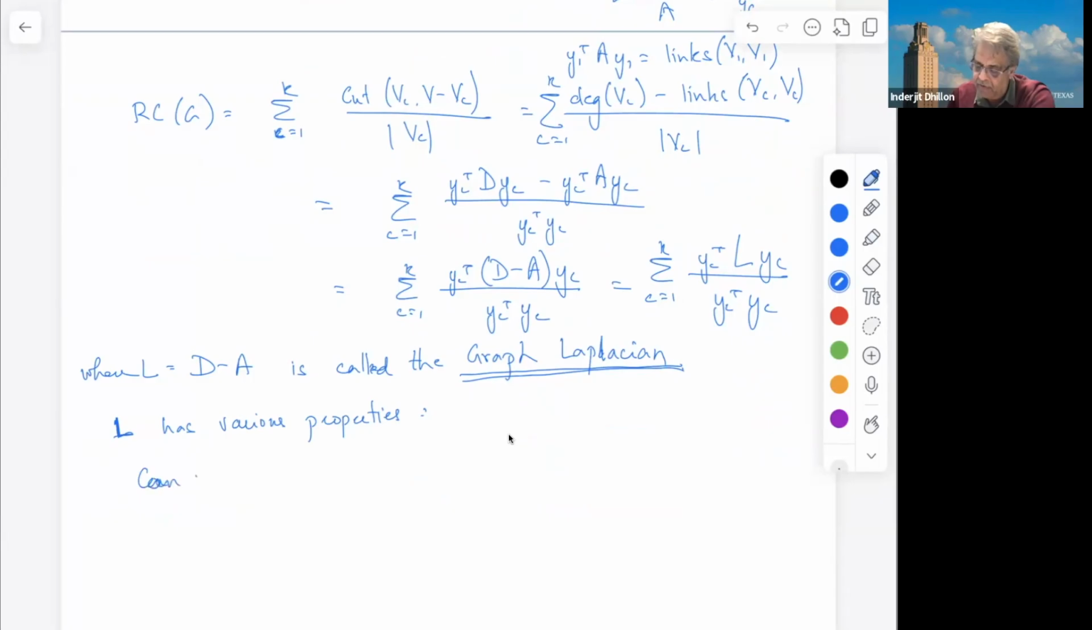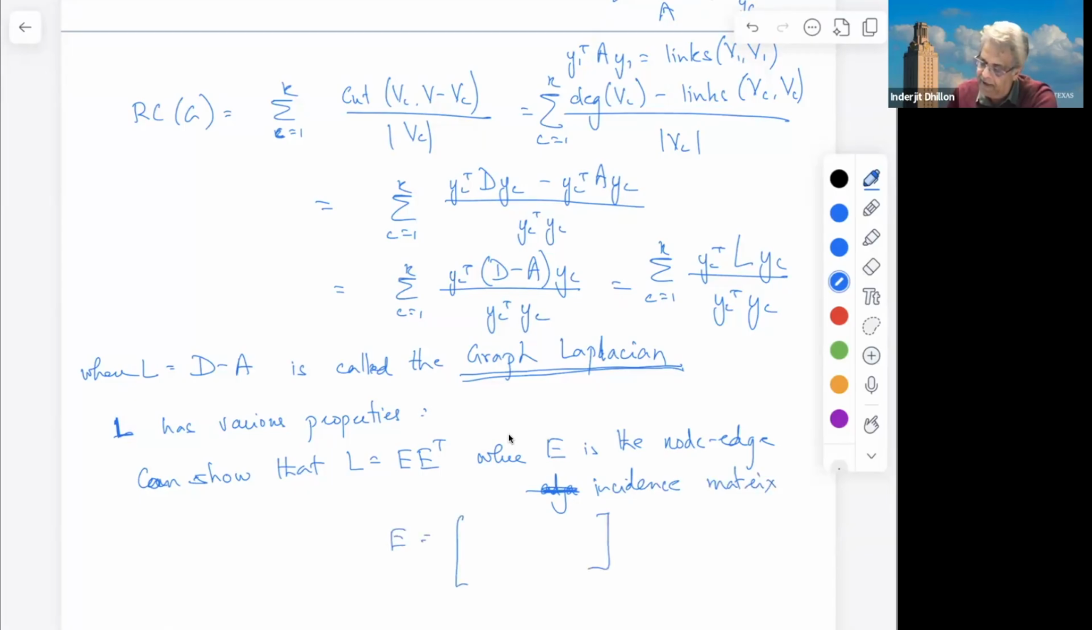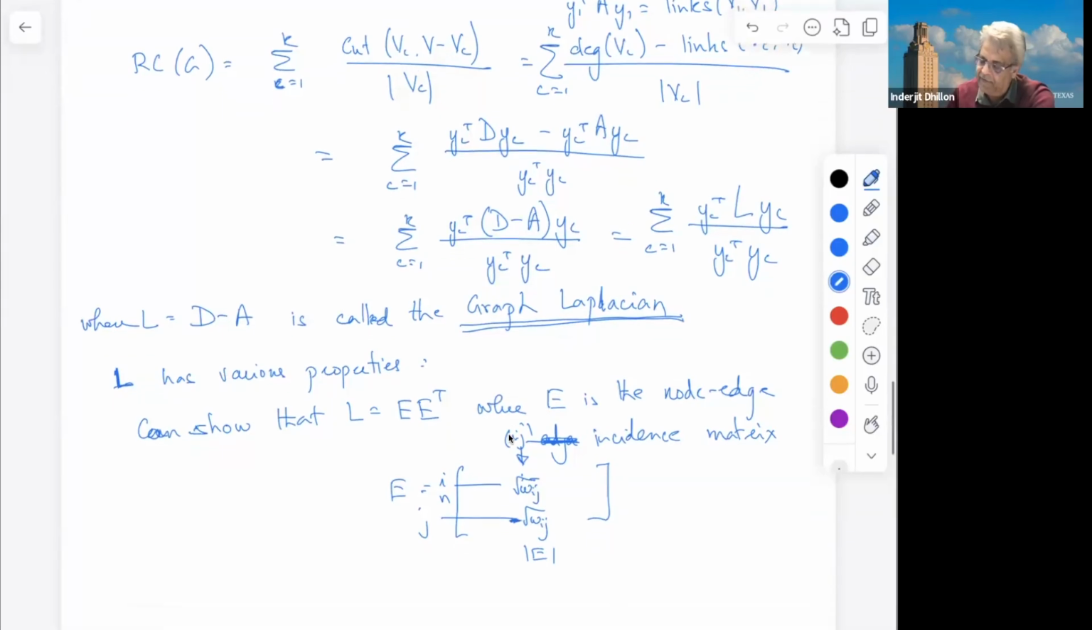One can show that L is equal to E E transpose, where E is the node edge adjacency matrix or incidence matrix. E has dimensions number of vertices N by number of edges. And if I have an edge ij, it'll have square root of wij and minus square root of wij in the ith location and the jth location. So just two entries per column.